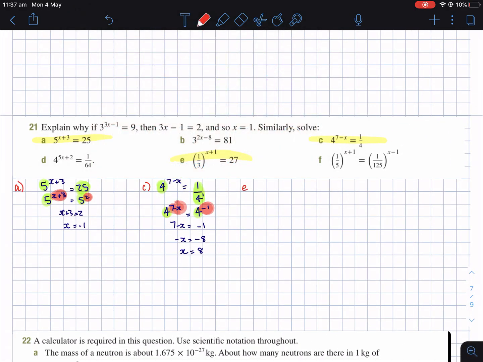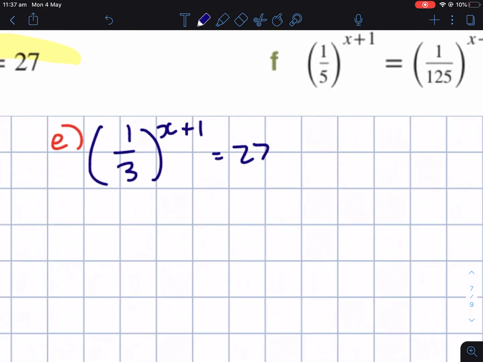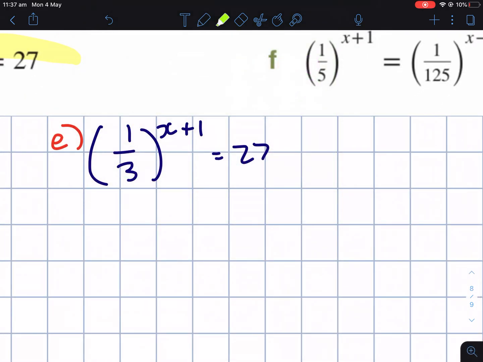Finally, e. So we've got 1 on 3 to the x plus 1 equals 27. Now, we need them to the same base. It could be 1 on 3, but the base that's going to be easier is 3. So I'm going to make them both to the base 3. So this is same as 3 to the minus 1 to the x plus 1. And this is the same as 3 cubed.